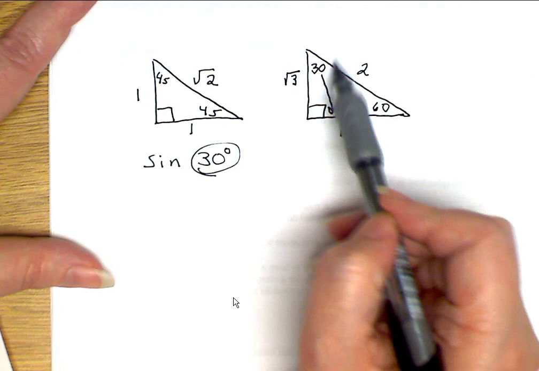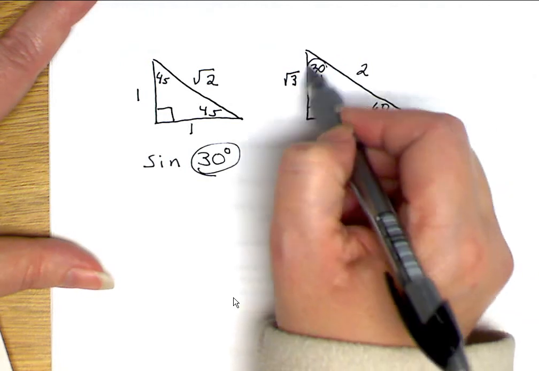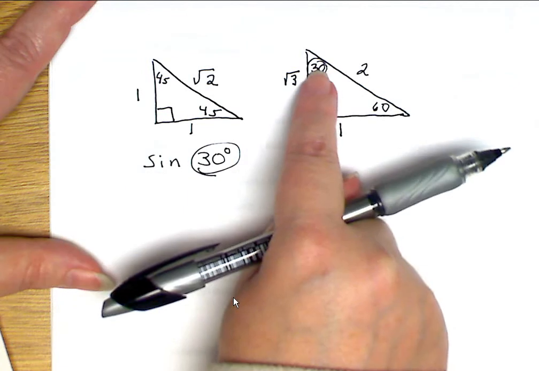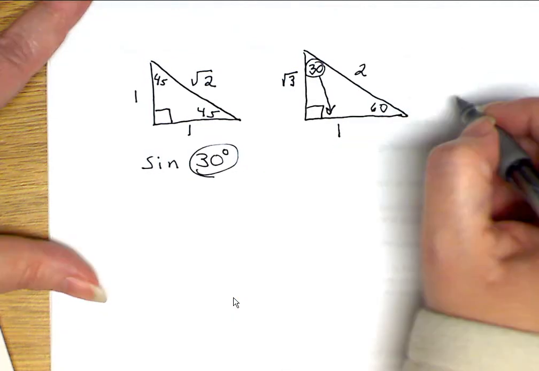It's right here. So we are talking about that one right there. When it says sine of 30, you have to go to that angle. So remember, if you need to, write them again.